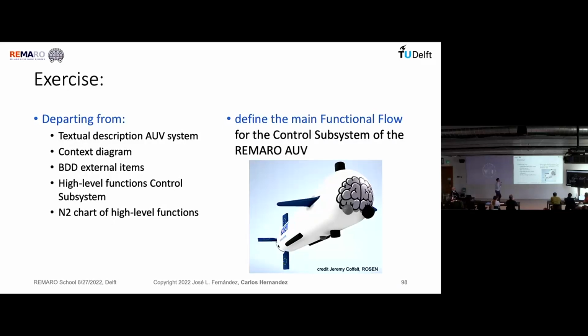So this is what a system architect is faced with. You have your description of your AUV system. This is the one from REMARO, conceptually, thanks to Jeremy. We already have a visual of that. It's not built yet, but will be, maybe. So we have our context diagram. We have something that I will mention, what the system is exchanging, which you can just model as a list of items that are exchanged with the environment. Let's assume that in a previous step we already identified the high-level functions, and we also created our n-squared chart. So these are our givens.